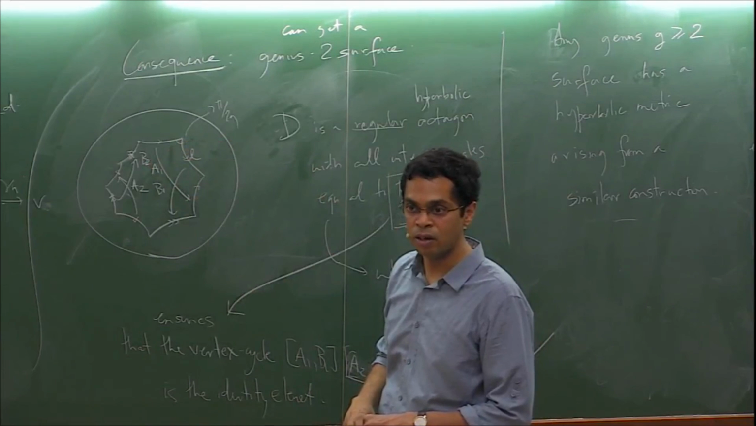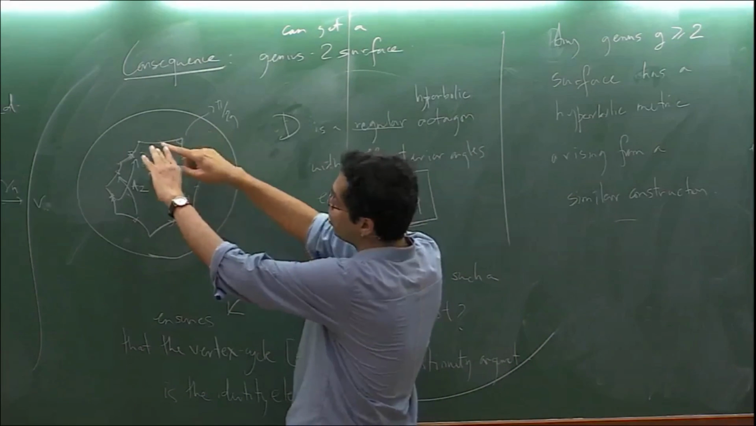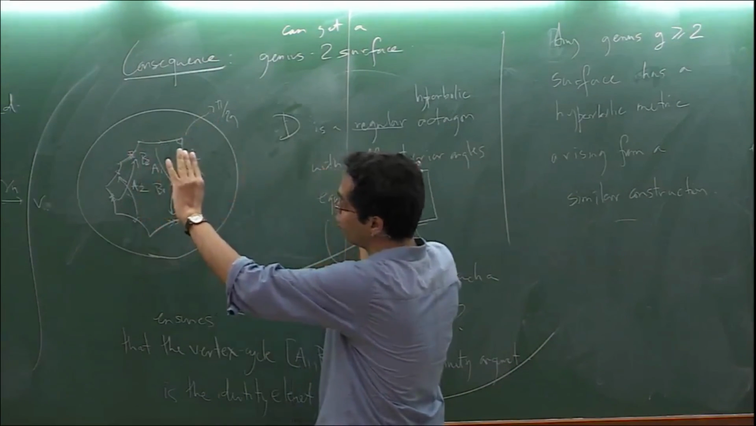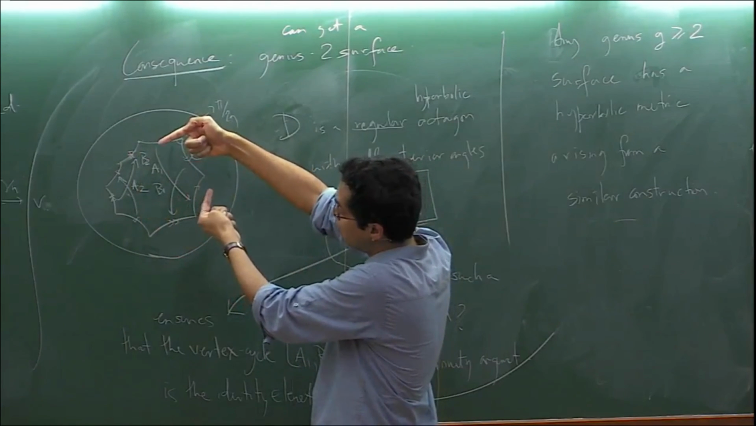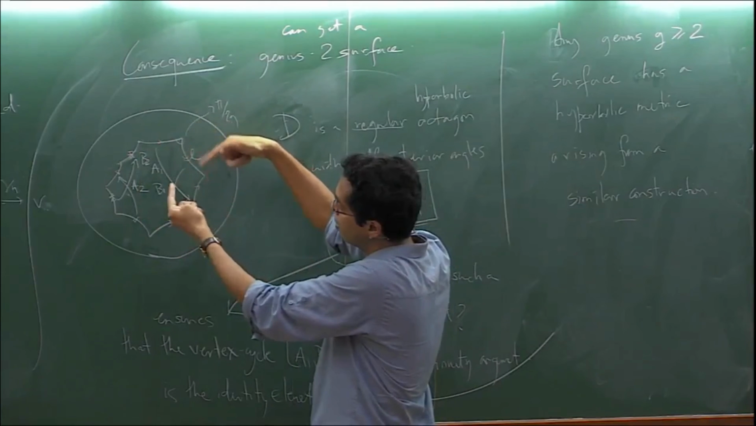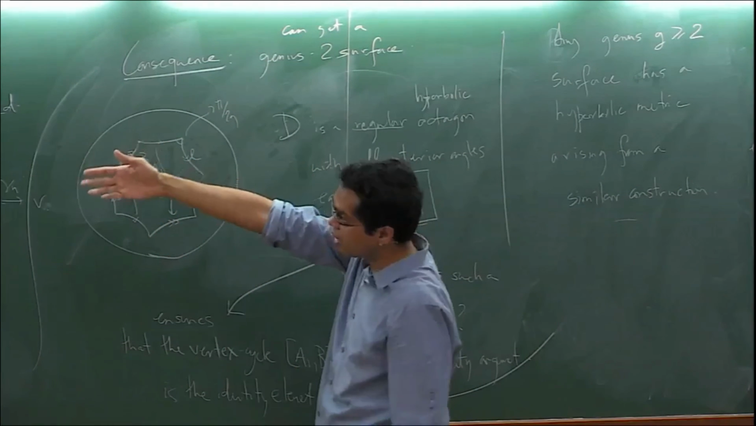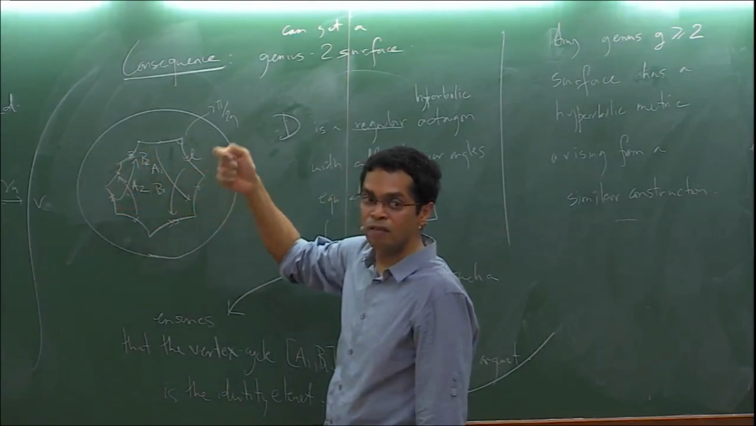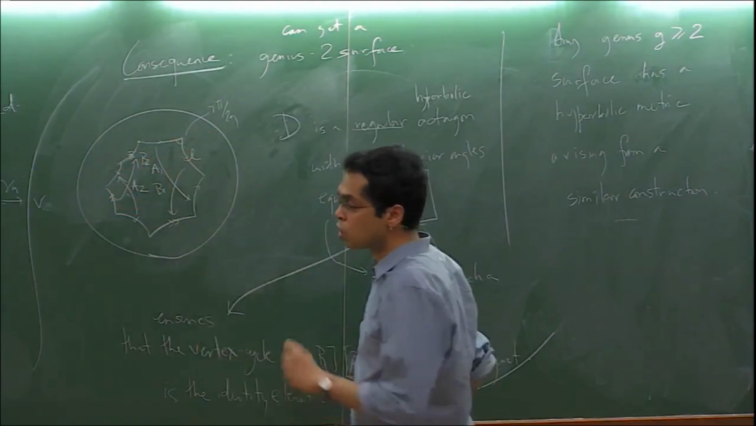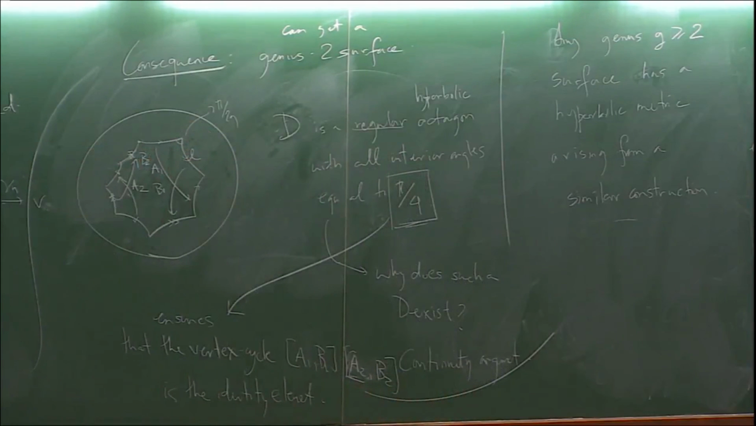So as long as you have a polygon whose interior angles add up to 2 pi, an octagon, and you have that the sides are paired, so they better have the same length if 2 sides are paired, then if you construct a group generated by all the side pairings, it will give you a genus 2 surface. Okay, so this is what is known as the space of all these.